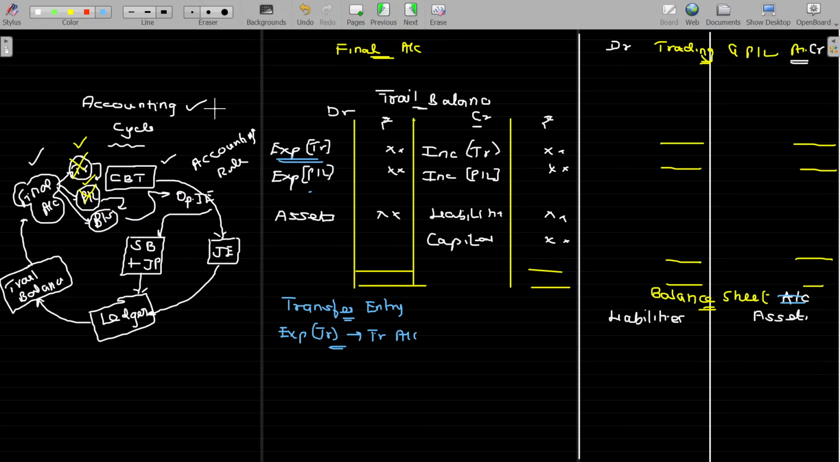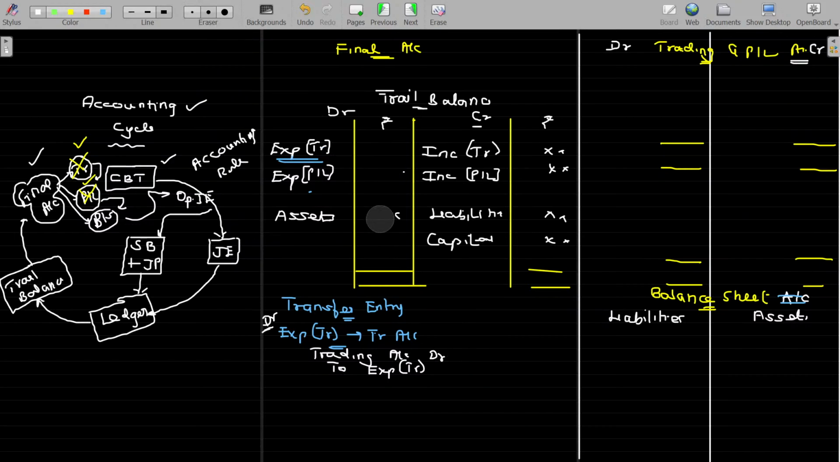And where should it go? It should go to the trading account. So there it should be debited. Trading account should be debited. Right. So listen here. This is a debit balance. To cancel the debit balance, I simply credit expenses related to the trading account, and we have to debit what? Trading account. Is that clear? Hope you could understand.